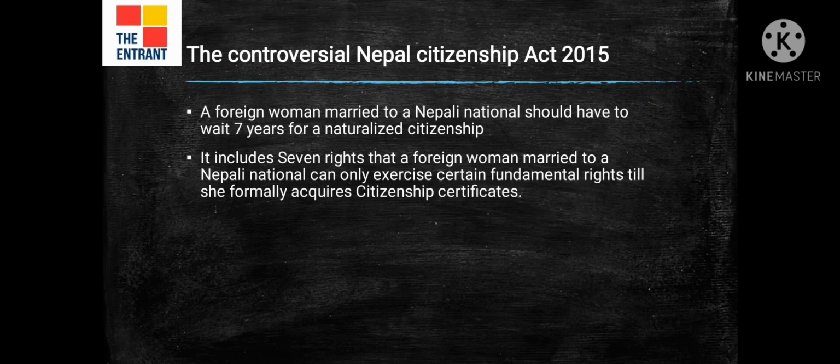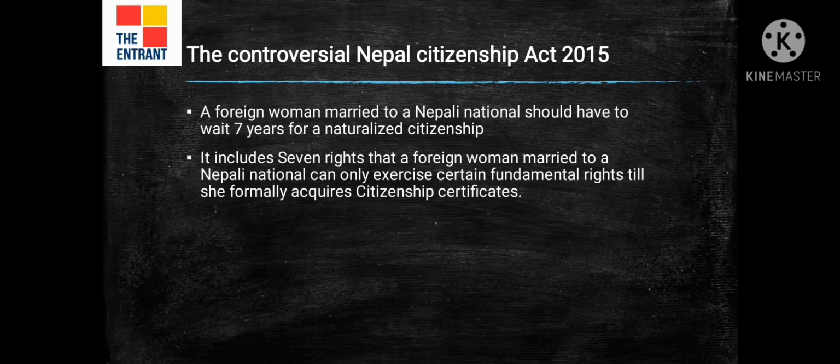Second one, a foreign woman married to a Nepali national can only exercise certain fundamental rights until she formally acquires citizenship certificates. This second point describes that the Nepali constitution only gives a certain number of fundamental rights, which means foreign women in Nepal can only enjoy a few fundamental rights as compared to other Nepali citizens. So you can also find a sort of discrimination between the two: limited fundamental rights given to the foreign nationals and unlimited fundamental rights enjoyed by the Nepali citizens.